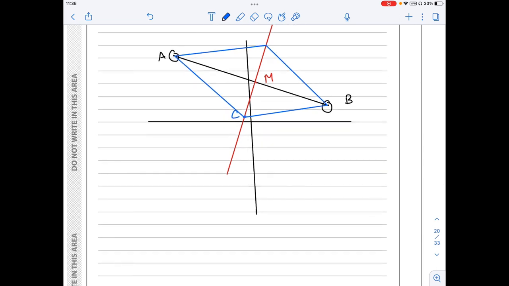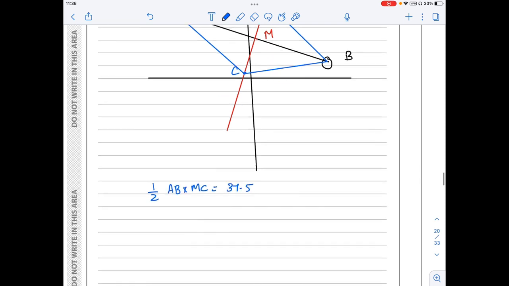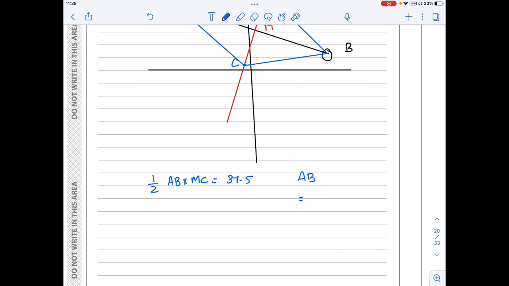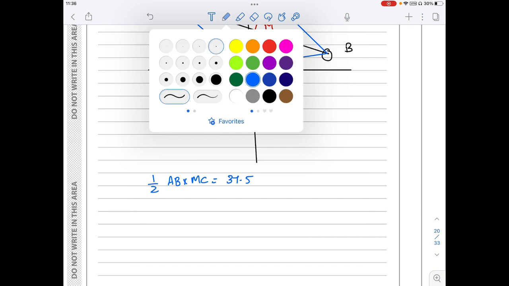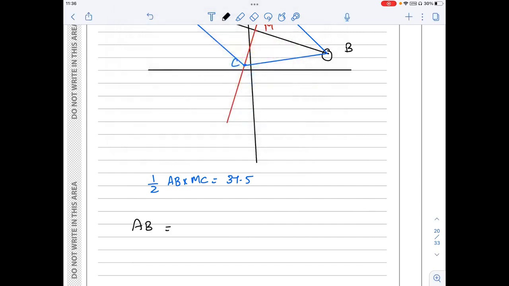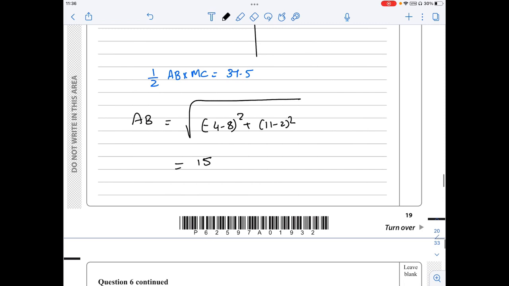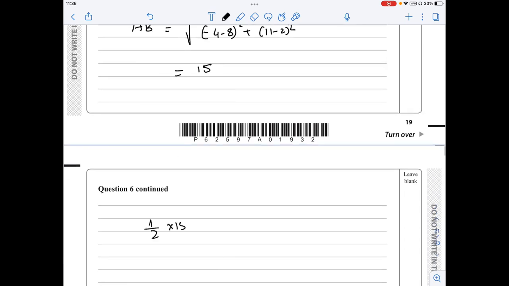We know that the area of a triangle is half times base, so half times AB times MC equals 37.5. First of all, I will find AB. AB is the square root of (x2 minus x1) whole squared plus (y2 minus y1) whole squared. Simplify that, and you should get 15. So half of AB, which is 15, times MC equals 37.5. So MC equals 2 times 37.5 divided by 15, which equals 5.